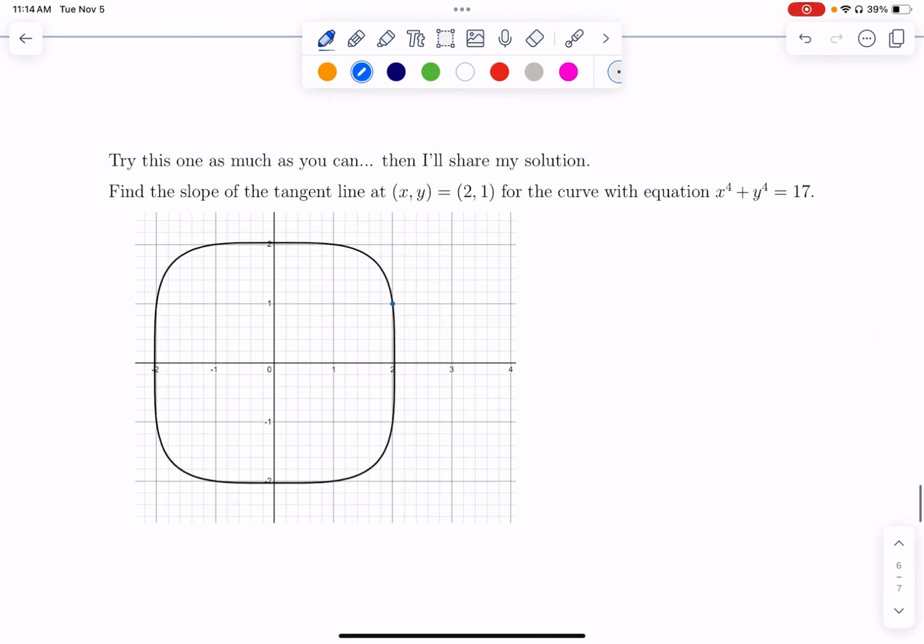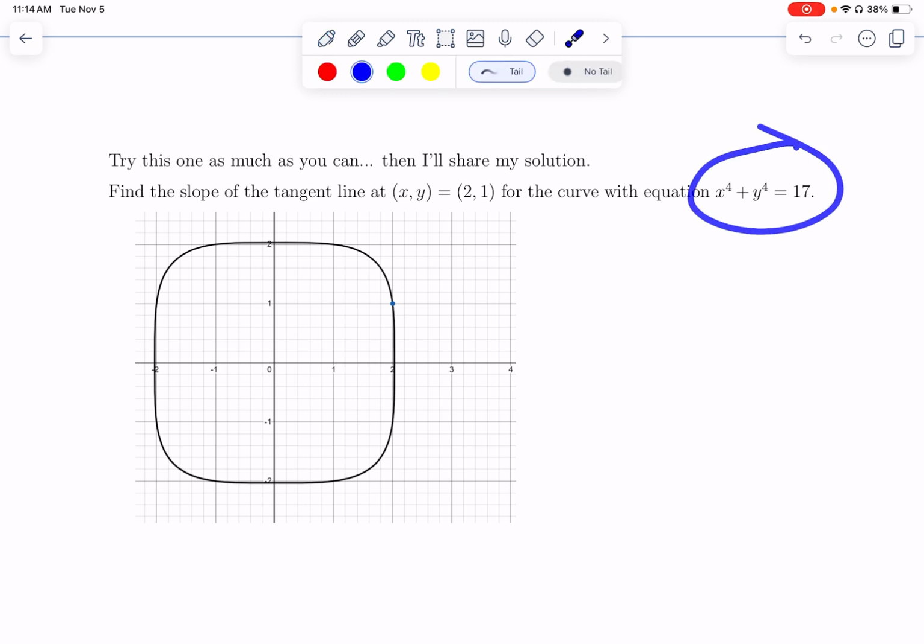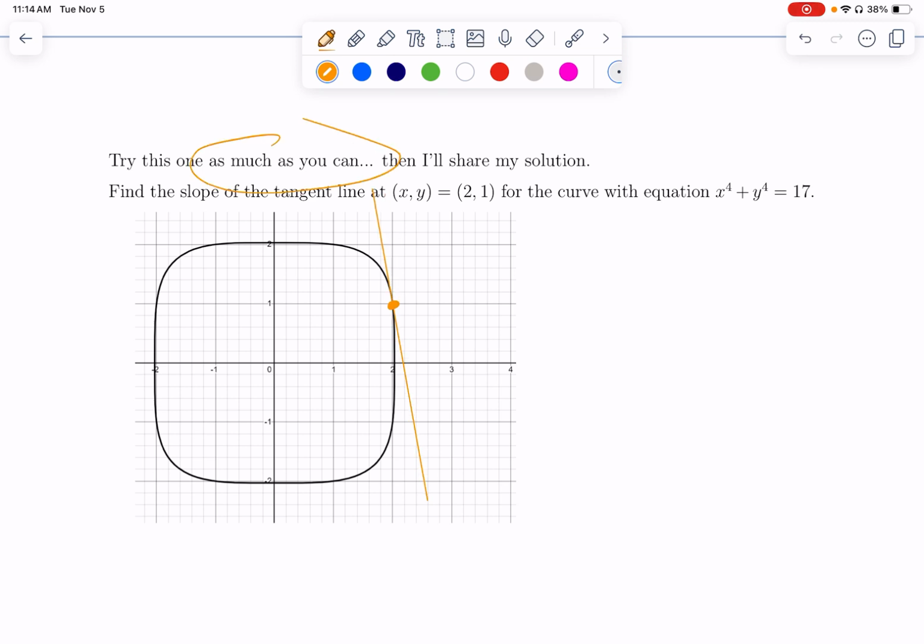Okay, so here's another one. This thing is this weird shape that's sort of halfway between a square and a circle. It's more round than a square, but it's more angular than a circle, and it has this equation: x to the 4th plus y to the 4th equals 17. So there's a point here at (2, 1), and I want to know the slope of the tangent line at that point. I want you to try this one as much as you can. Hit pause as long as you need to. Try to follow the steps as much as you can. If you hit a wall, you can watch the video and maybe hit pause again when you're back up to speed.